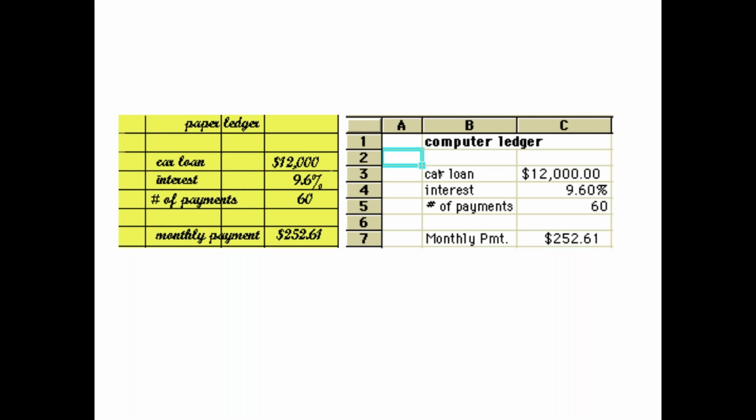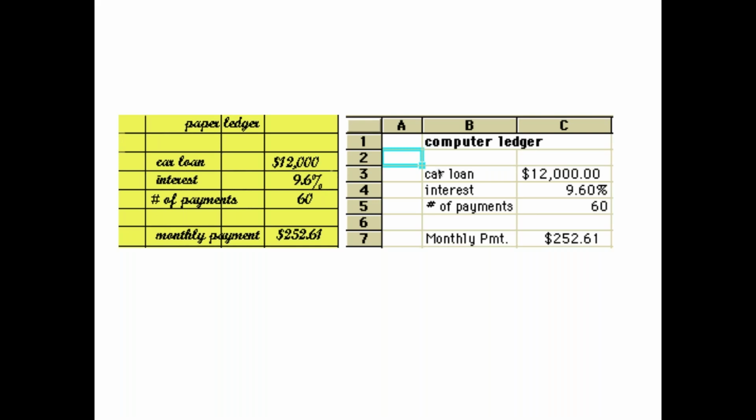The problem with this is that if you made a mistake anywhere in the process of doing those calculations, you had to go back and start all over again, right? Because you couldn't just erase that number. You had to go back and redo all those calculations.